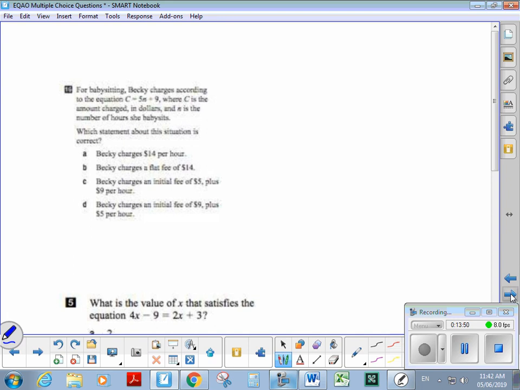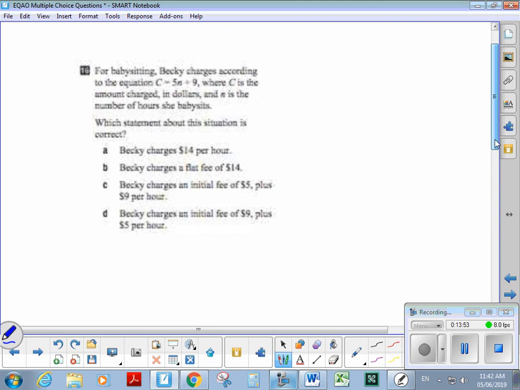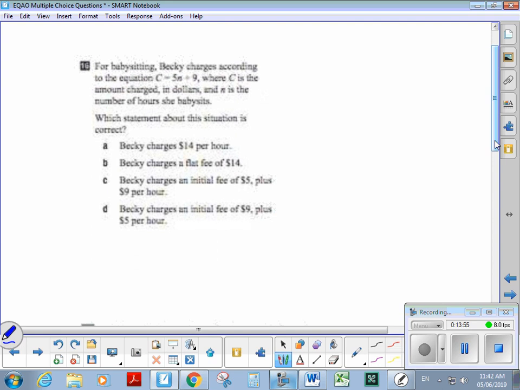For babysitting, Becky charges according to the equation C equals 5n plus 9. Hint, hint. This might be important. C is the cost in dollars. N is the number of hours she babysits. Which statement about this situation is correct? So I'll give you, pause the video now. You'll have a chance to try this on your own.